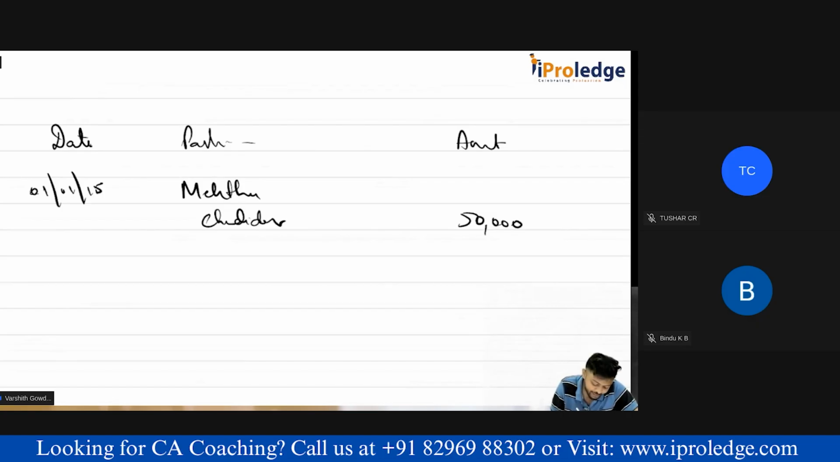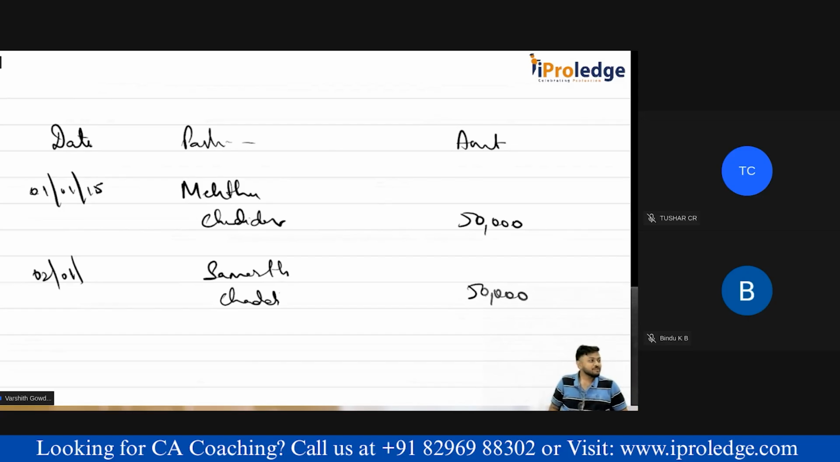Then on 2nd, from Samarth, I purchased chaddi. It is worth 50,000. So whenever credit purchase is happening, I'm simply recording it like this. Am I passing any journal entries? No. Then I told you from subsidiary books directly it will go to ledger. Then how will it go to ledger if there is no journal entry?